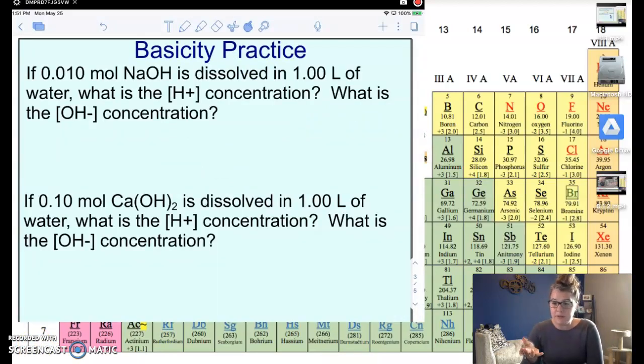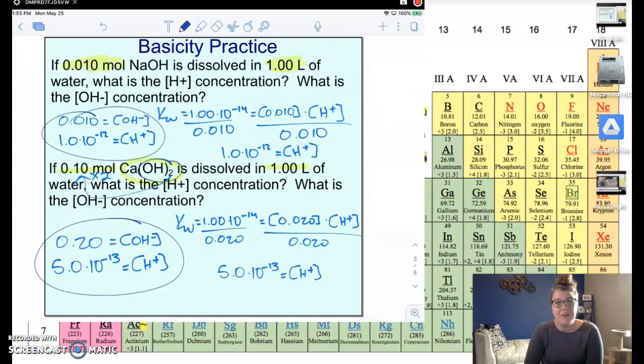Okay, so this is going to be very similar to the one that we just did with acids, but now it's going to be bases. So you can easily solve for the hydroxide concentration and then see if you can solve for the hydrogen concentration using that Kw value. All right, so the first one was really similar to the one that we had done together previously. It was just a base instead of an acid.